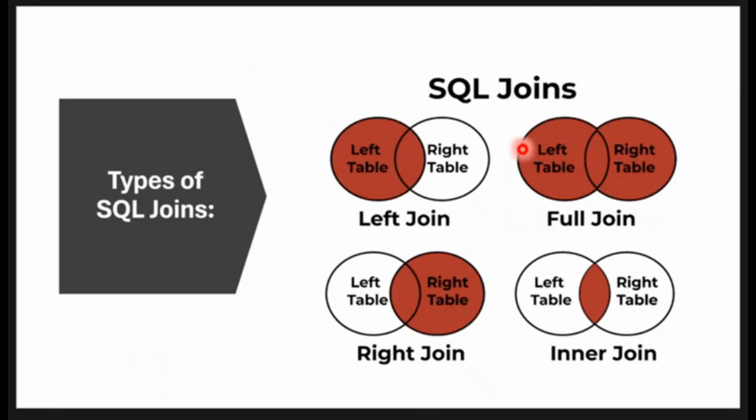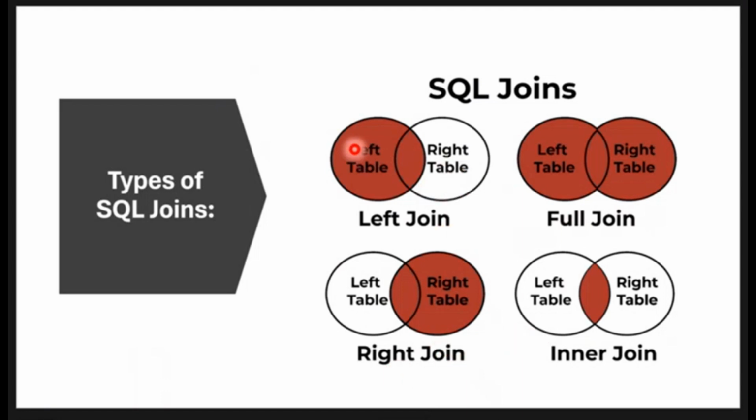As shown on the screen, the four basic types of joins in SQL are left join, full join, right join, and inner join. Inner join and left join are the most basic ones, which you will be using most of the time. Left join, full join, and right join are sometimes called left outer join, full outer join, and right outer join. Okay. So let's see how these joins actually work.